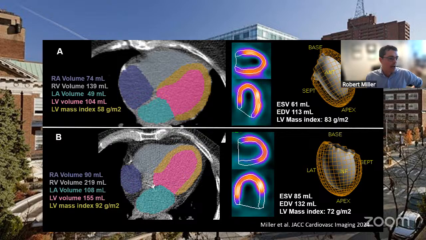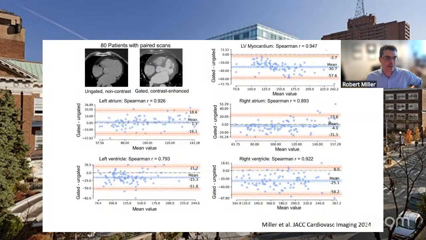As part of this study, we did look at a set of patients with paired scans. These were a cohort of patients with both gated contrast enhanced scans as well as ungated non-contrast scans. And we compared the cardiac chamber measurements from these two sources. What you can see is that there was great agreement for left atrium as well as for right atrium and right ventricle. For LV myocardium, there was good correlation, but a tendency for the ungated measurements to be larger.